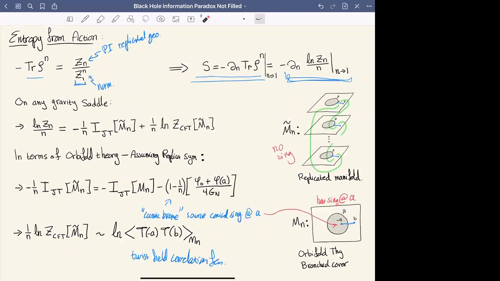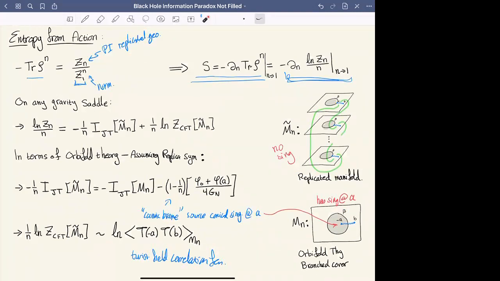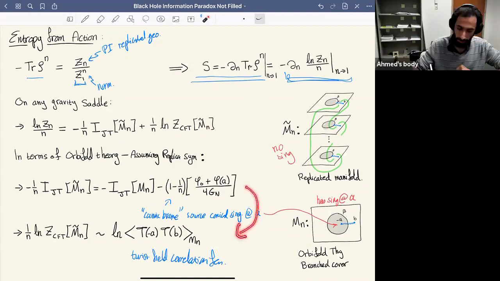Yes. In your last line, you have a two-point function between two twist fields. Where does the cosmic brane contribution carry over from the second to last line to the very last line? Here to here? Yeah.